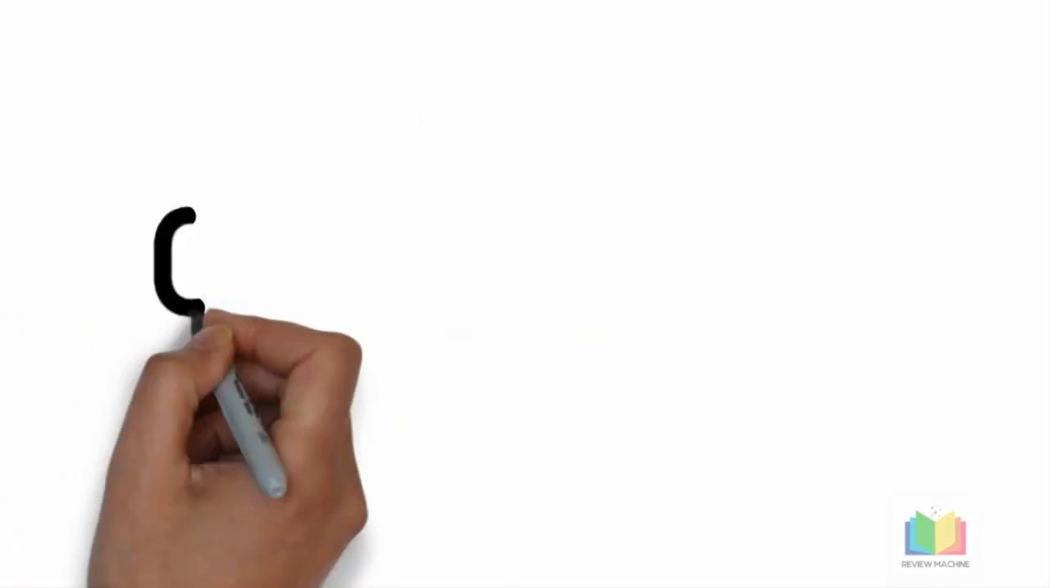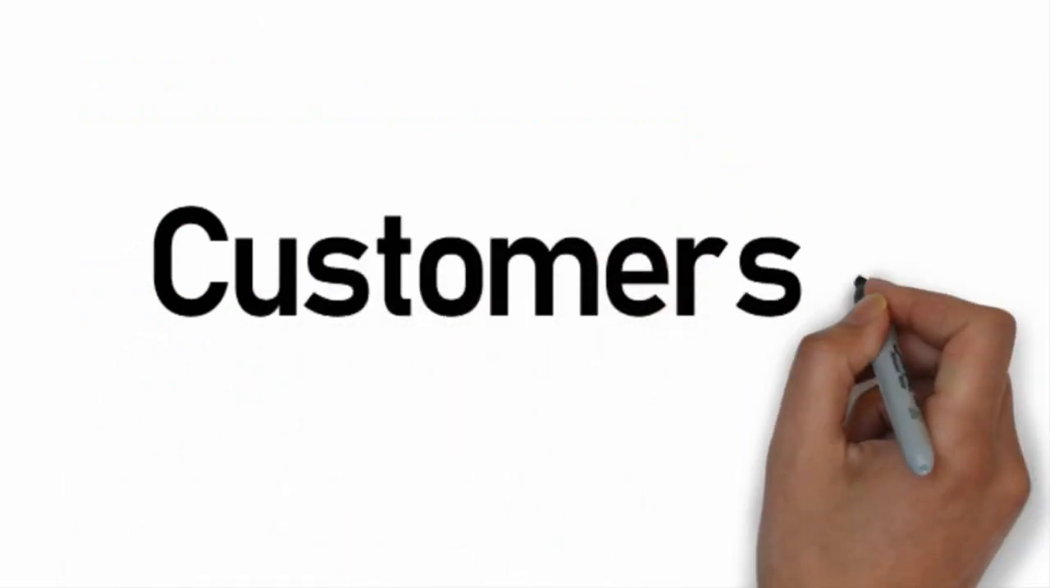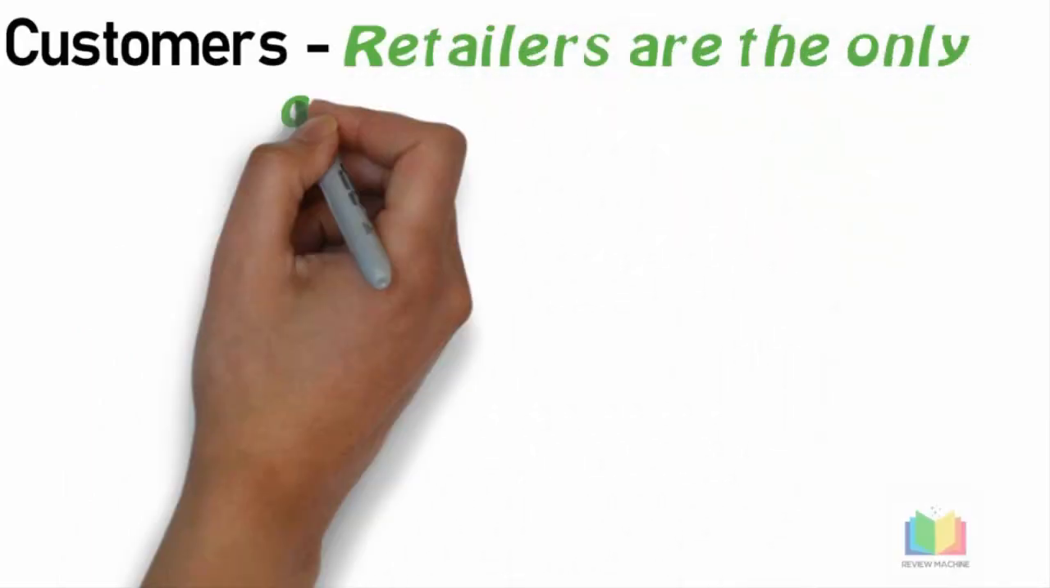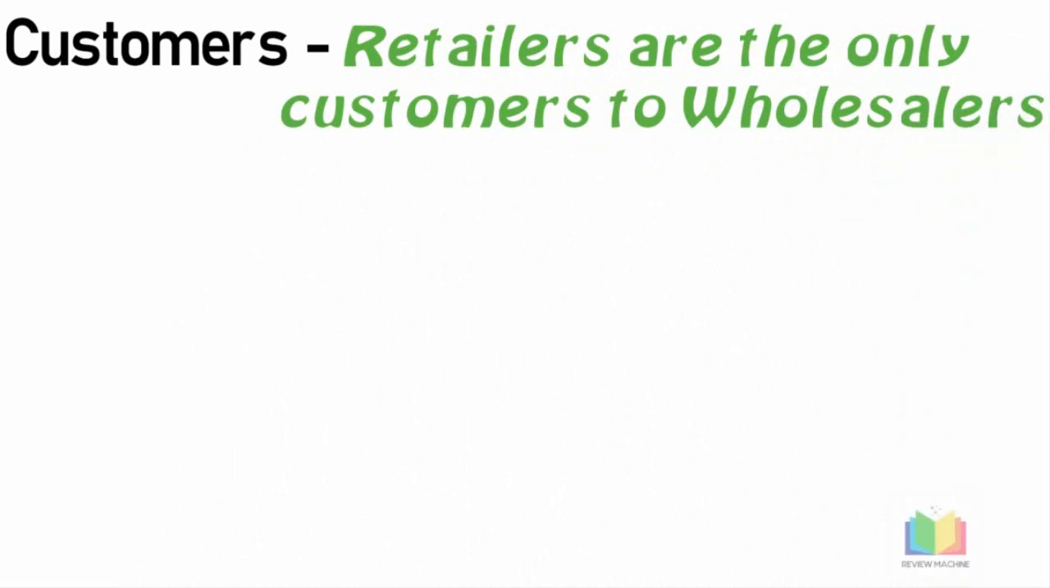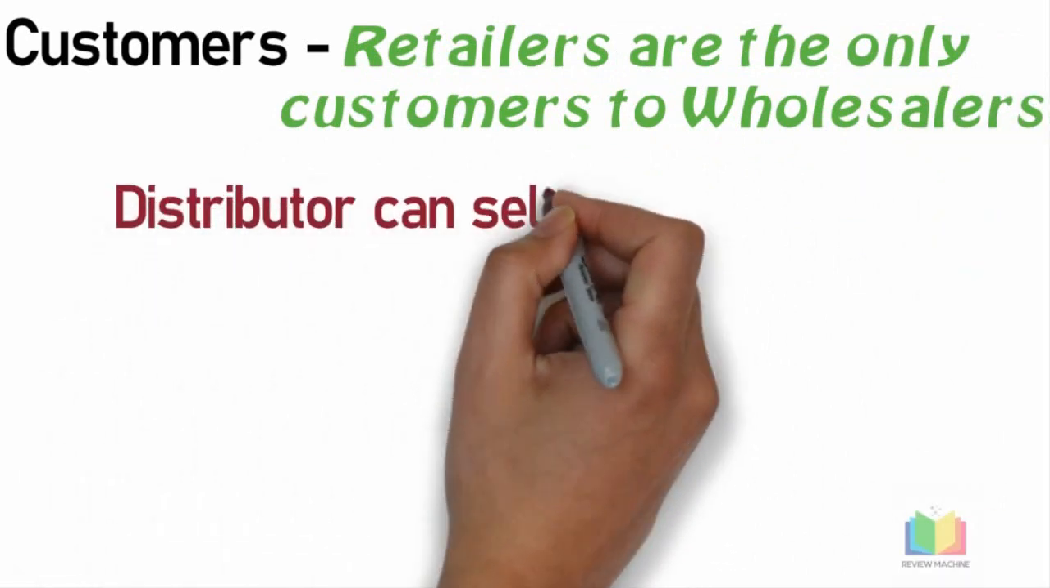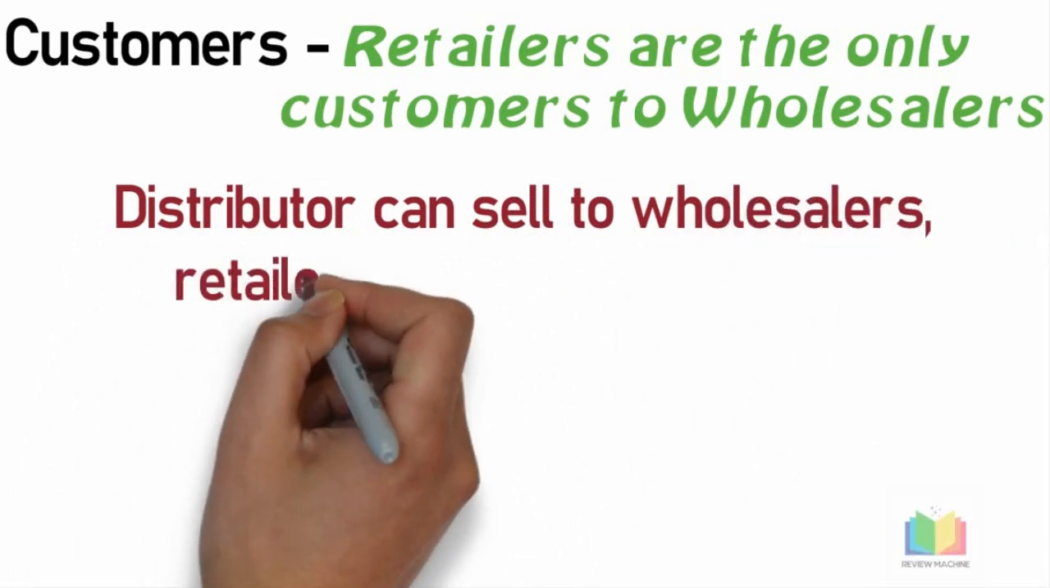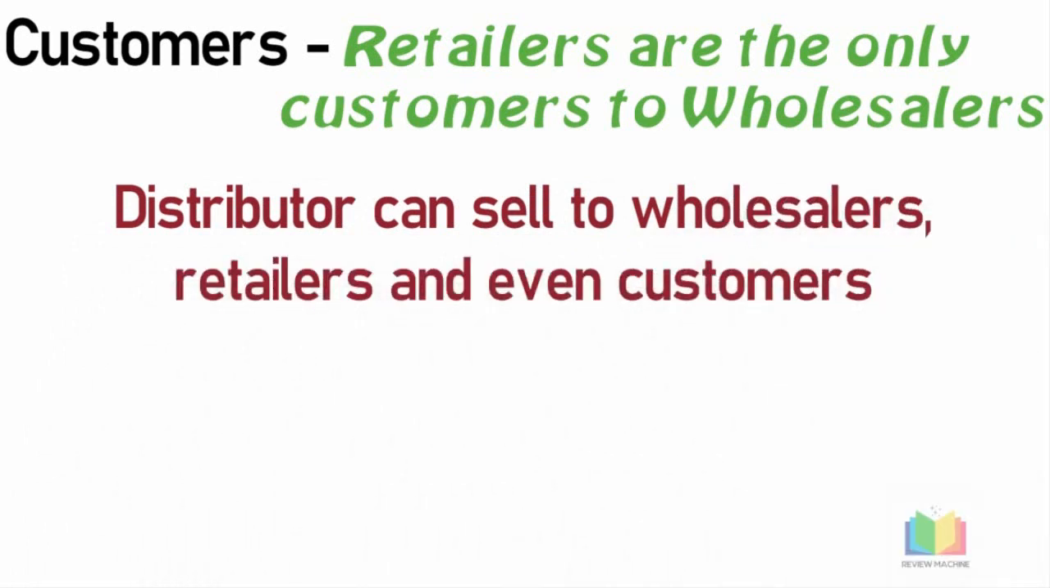The next key difference is with respect to the customers. The wholesaler will have only retailers as their customers, and on the contrary, the distributor provides goods to many parties in the supply chain. He will supply goods to wholesalers, retailers, and even to direct consumers. So we can say that a distributor has a large base of customers when compared to wholesalers.